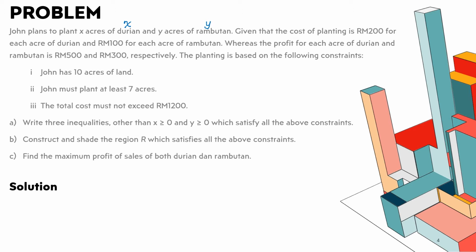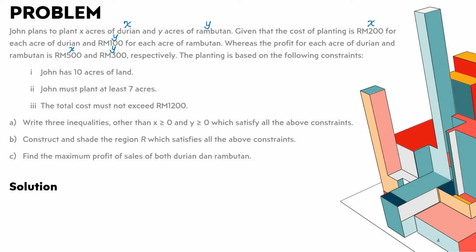Given that the cost of planting is Rm 200 for each acre of durian. So again, 200 is the cost of durian and Rm 100 is the cost of rambutan. Whereas the profit for each acre of durian and rambutan is 500 and 300 respectively, which means that 500 is the profit for the durian for each acre and Rm 300 is the profit of rambutan for each acre.